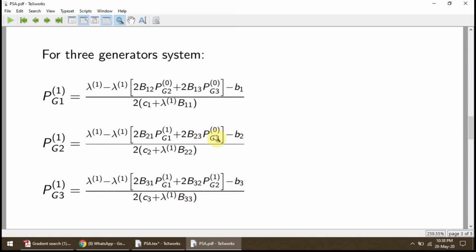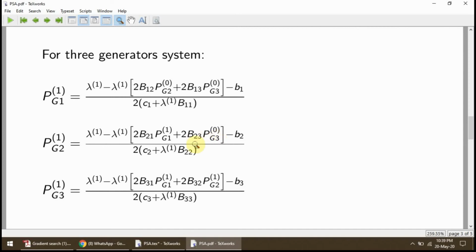So there we will be using the previous iteration value. To be simple, while calculating the power output of any plant, if you require the power output of a kth plant, and if that kth plant power output is already estimated in that iteration, you can use the rth iteration value. If that kth power output is not yet estimated, then we have to use the r-1 iteration value, that is the previous iteration value.